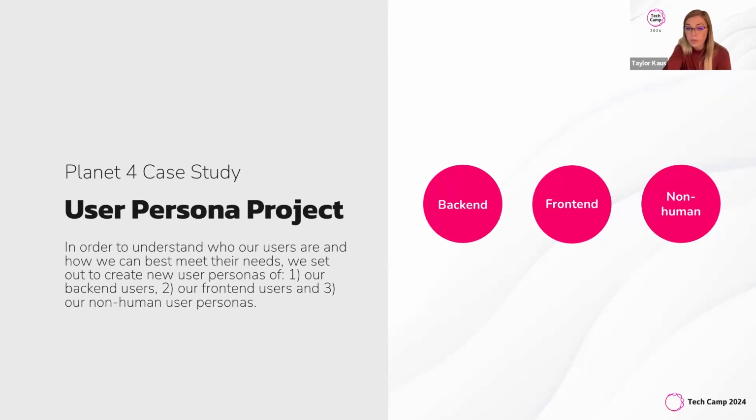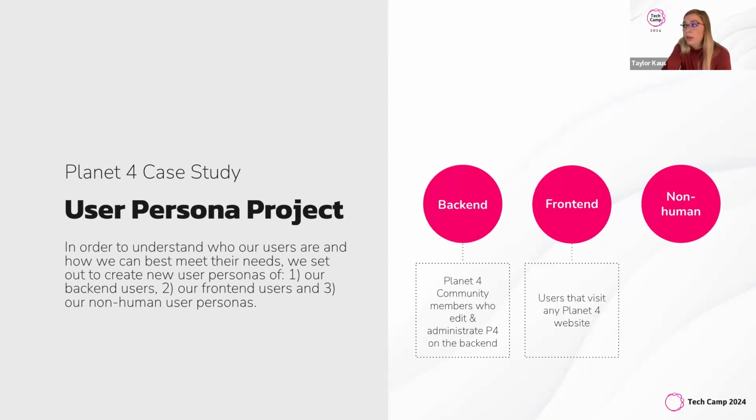So these are our users as the Planet 4 team. Number one are backend users, which includes Planet 4 community members who edit and administrate Planet 4 on the backend. Then we have our front-end users, who are users that visit any Planet 4 website. These would be your users as well. And then we have our non-human users, which includes any form of life: plants, animals, etc., anything that Planet 4 impacts. This concept comes from life-centered design, which we will briefly cover in this session.